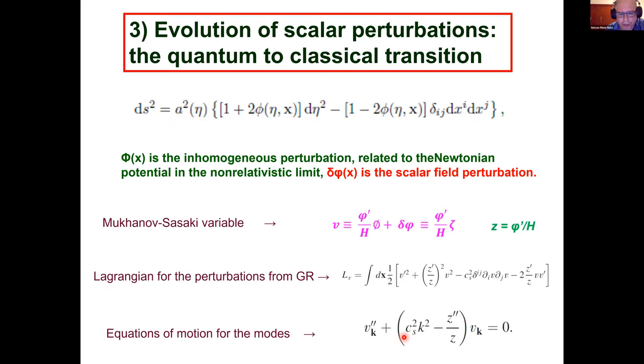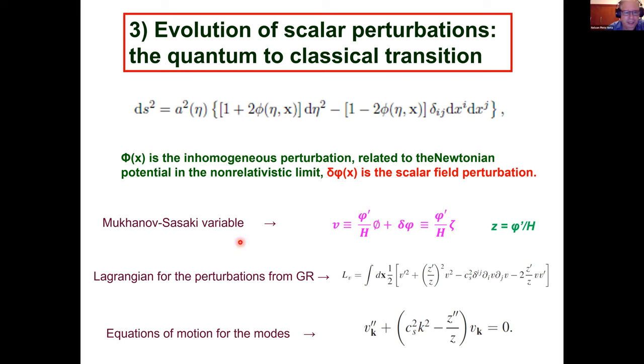Now, what usually people think is that when this is much bigger than this, it is the situation where the length or scale of the perturbation is much, much smaller than the causal length of the universe or the curvature scale of the universe. So it's a situation where the scale does not feel the cosmology, does not feel the expansion of the universe. In this situation, this is really just like a harmonic oscillator.